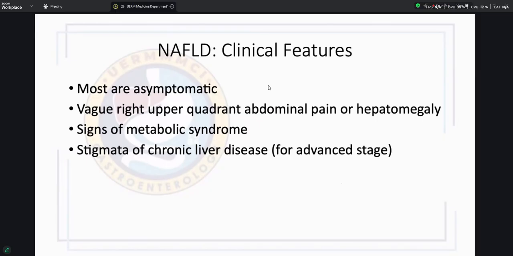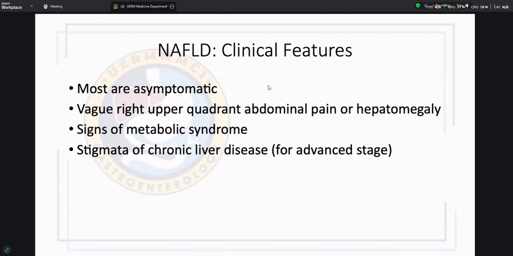Patients with NAFLD are often asymptomatic. Sometimes they would feel vague right upper quadrant pain, but most of the time, the diagnosis of NAFLD is made due to incidental findings of fatty liver on ultrasound or maybe an elevated ALT.